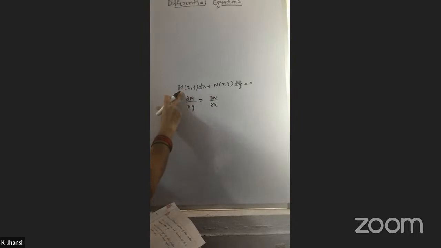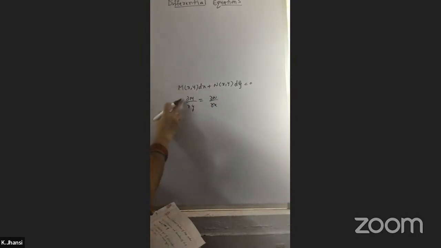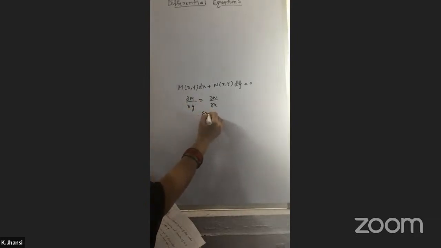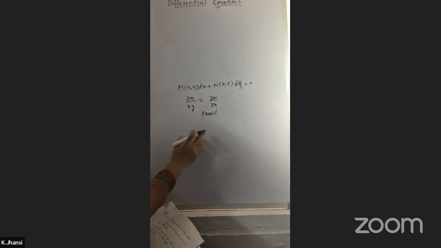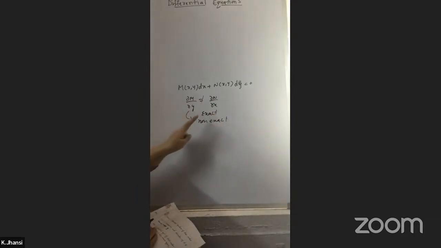So when you take the value of M and the value of N, if you find the partial differentiation of these two, and both the values are the same, then we call it an exact differential equation or exact equation. Whenever you do not get the same values, we call it a non-exact differential equation. For an exact differential equation, you directly have the formula for finding the general solution.